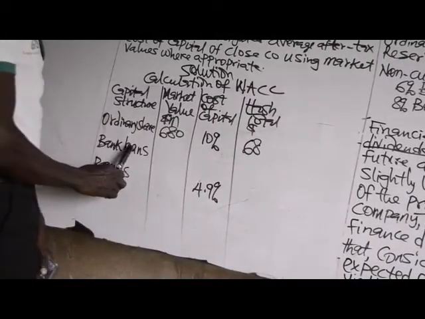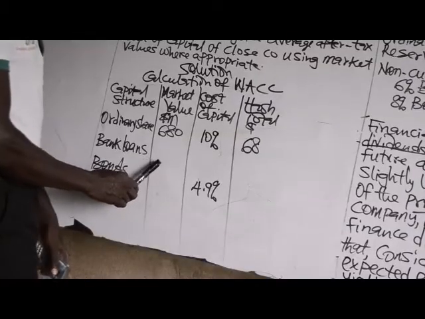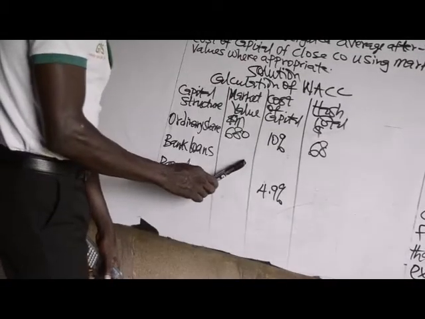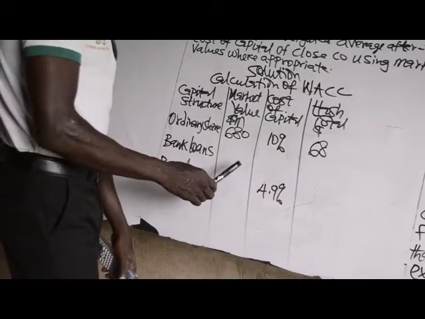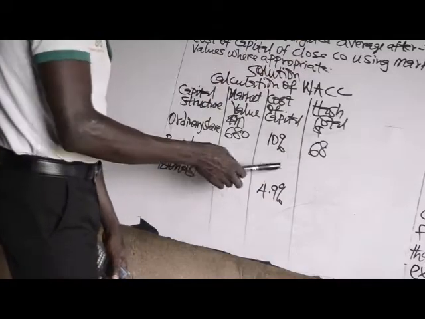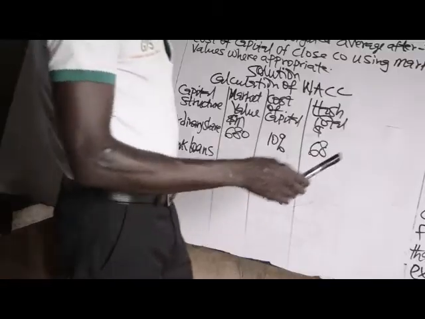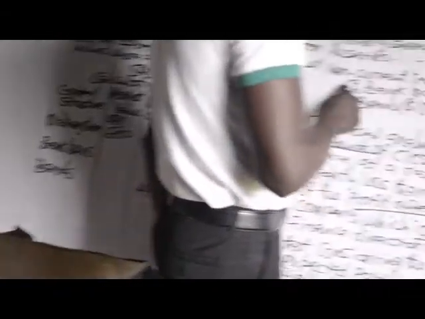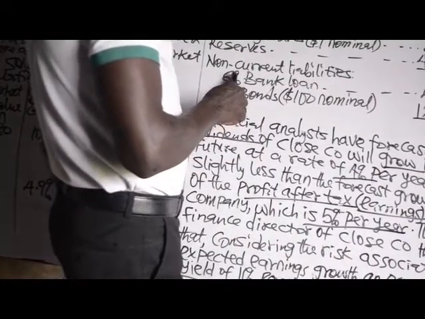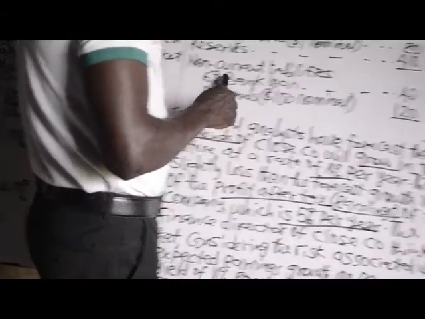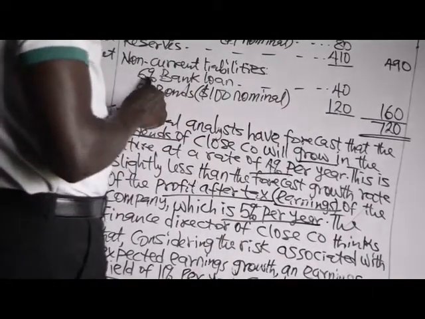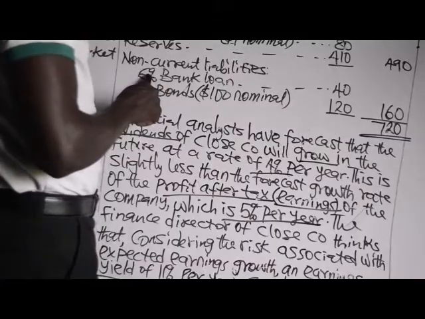So there is no further information about the cost of the bank loan. Therefore, we are going to use the coupon rate. That is the coupon rate. The carrying amount, the amount in the statement of financial position, will be used for the bank loans. Now, the coupon rate is 6%. Bank loans attract interest at the rate of 6%. This 6% is the pre-tax cost of the bank loans.